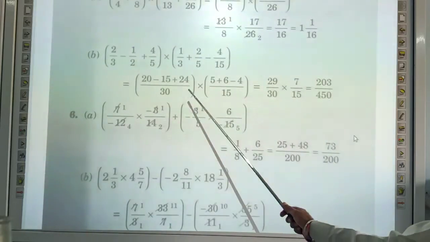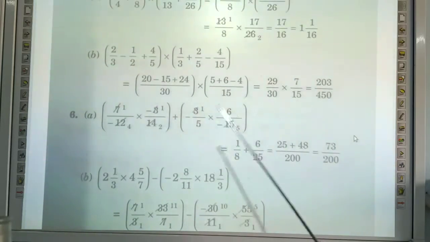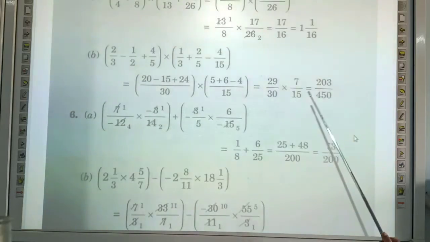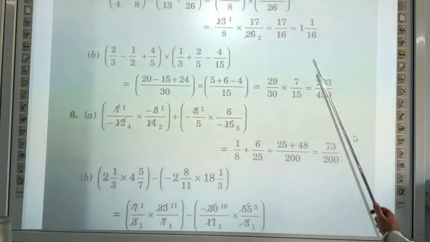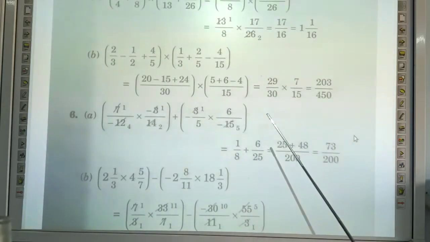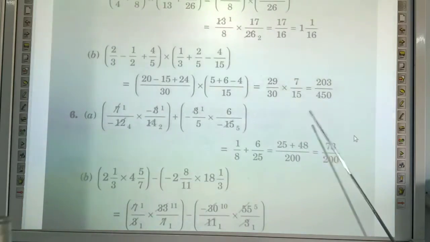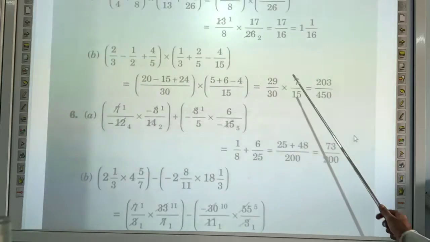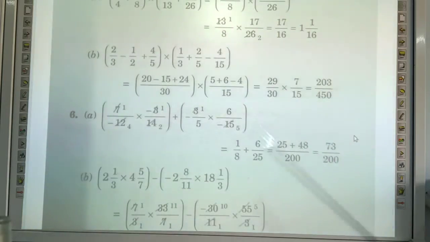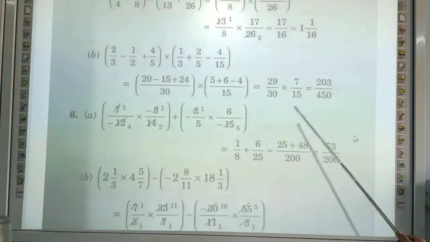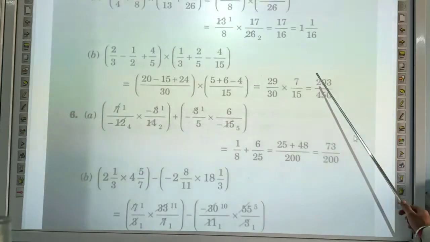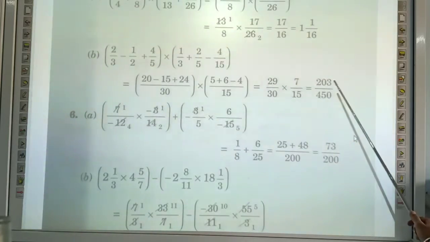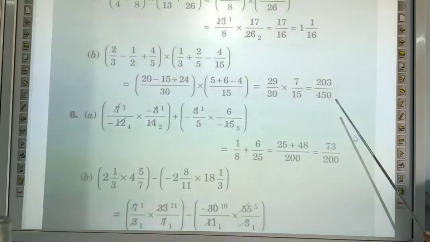Remember, we have to multiply them, not add, not subtract. So no need to take LCM here. Here we have to cancel if required. Here no number can be cancelled. So multiply 29 by 7, 203, multiply 30 by 15, 450. So the final answer is 203 upon 450.